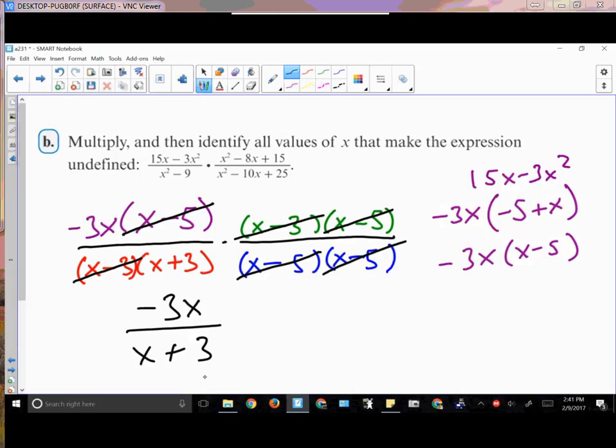Now, there is one more step that they want us to look at here. And that is this idea of make the expression undefined. The only time that an expression is undefined is when we have division by 0. So my question for you is, what can't x be equal to? In other words, what number could I put in here for x that will make this go to 0?